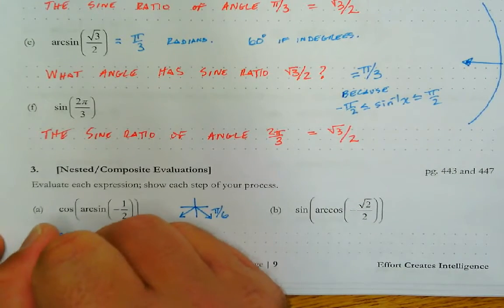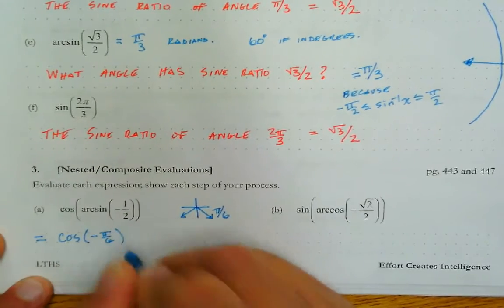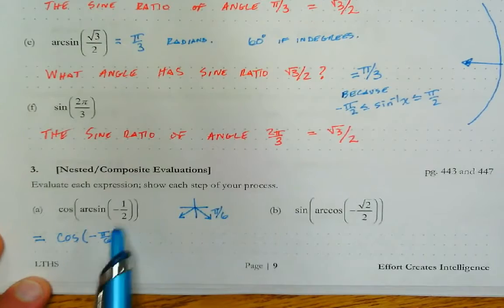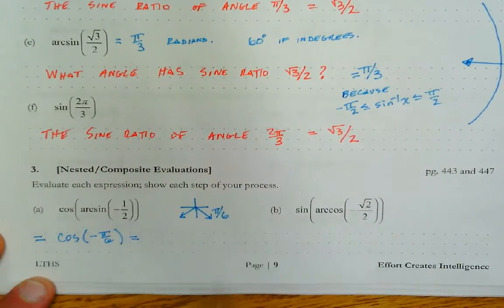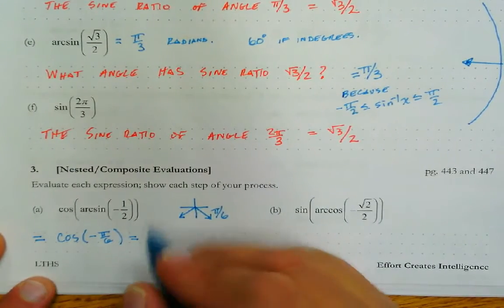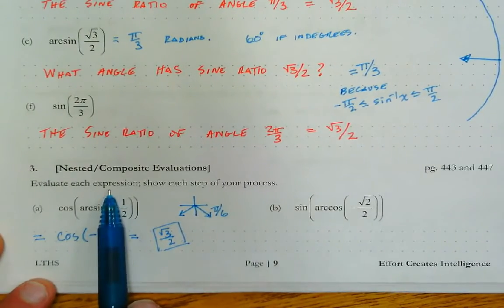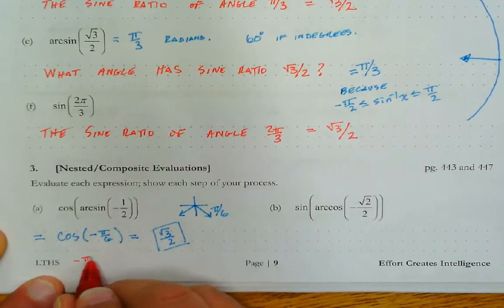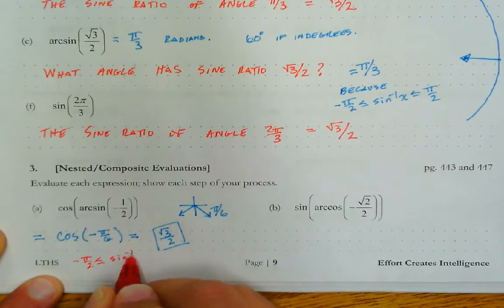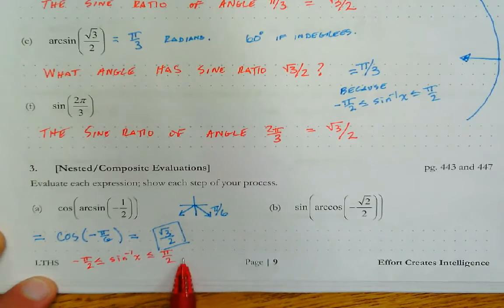So that means this becomes the cosine of -pi/6, because that's the output of the inverse sine. And what is the cosine of -pi/6? Whether I use my reference sheet or I have memorized my unit circle, that answer would be √3/2. So I've evaluated the expression and shown each step of the process. And once again, recall that the inverse sine has outputs restricted between -pi/2 and pi/2.